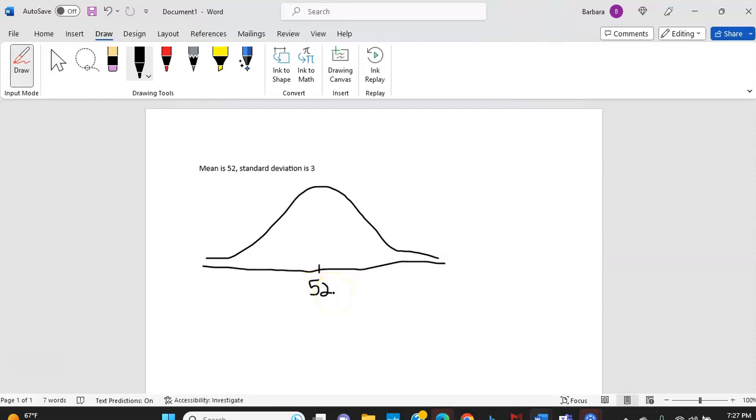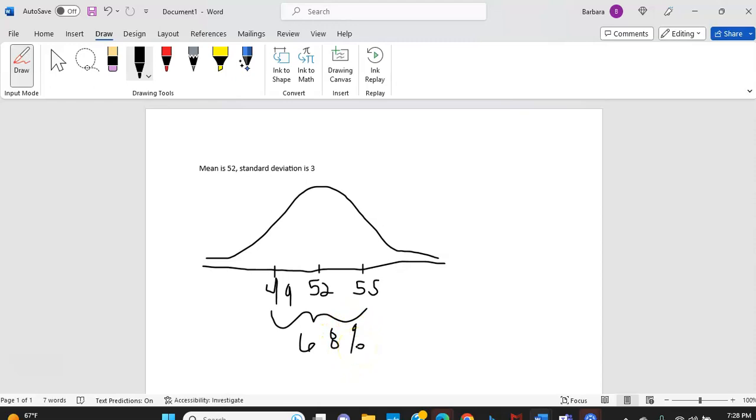And then on either side, I'm going to go one standard deviation to the right and one standard deviation to the left. So if I do 52 minus 3, that'll put me right about in here. That's going to be 49. And then if I do 52 plus 3, that'll be 55. Now let's remember the empirical rule says that 68% of the data lies within one standard deviation. So 68% lies between here and here. Again, I apologize for my almost first grader like use of the mouse here.